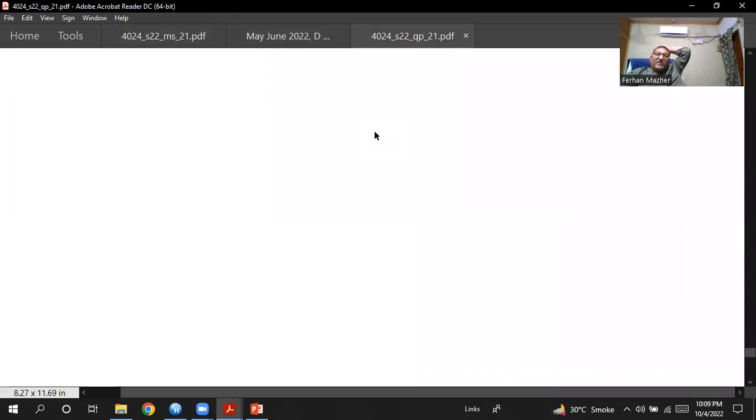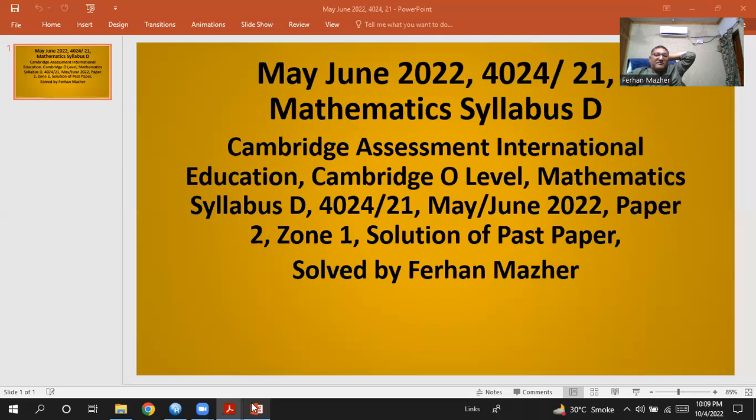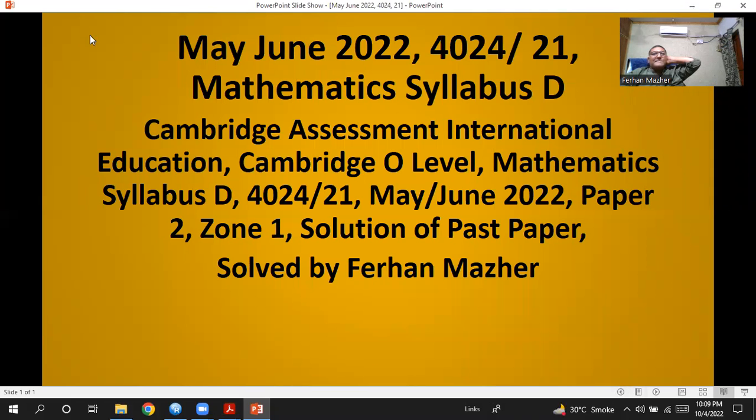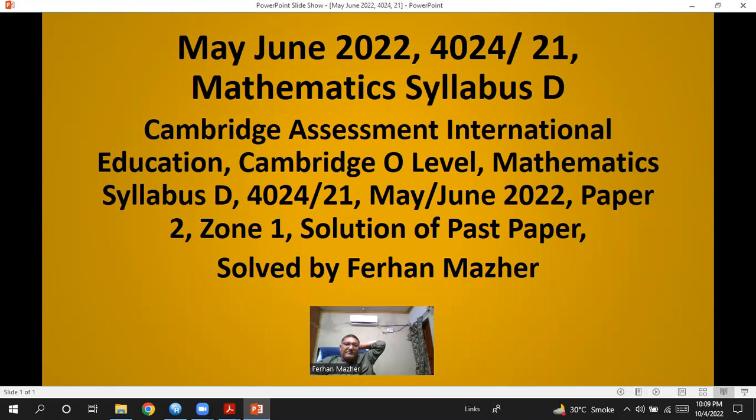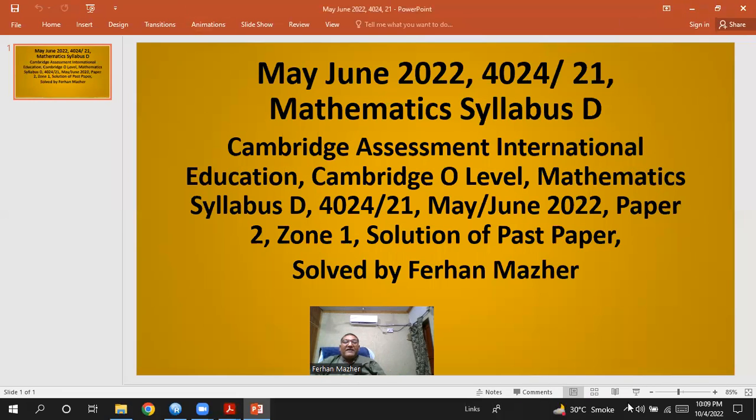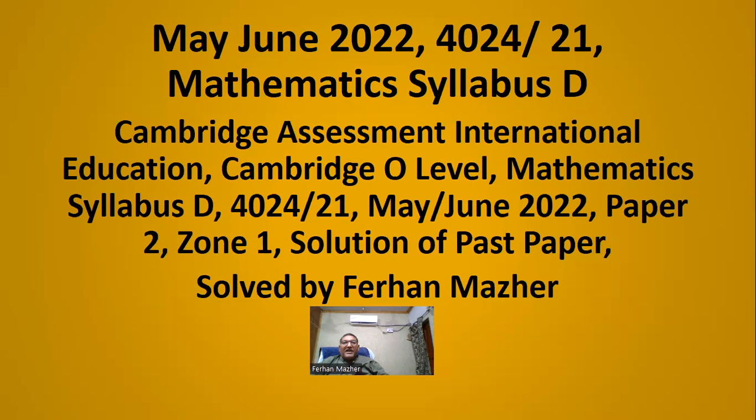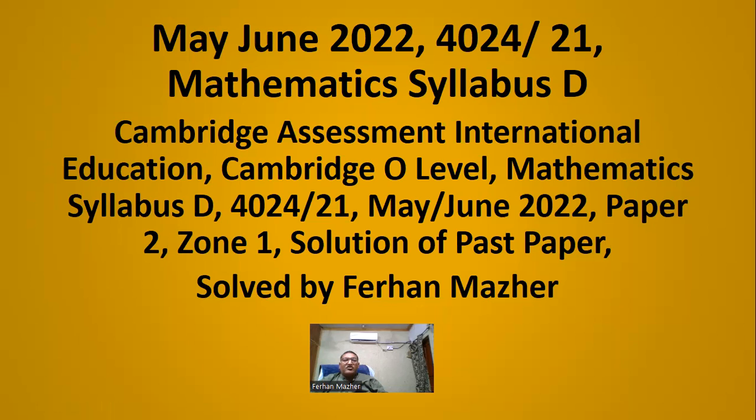So my dear students, we have reached the end of this paper. Today we have done May June 2022, 402421 paper. This paper 1 was from zone 1.